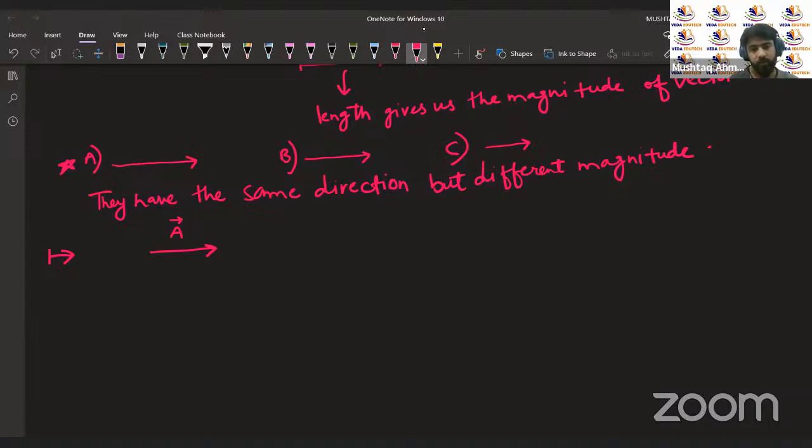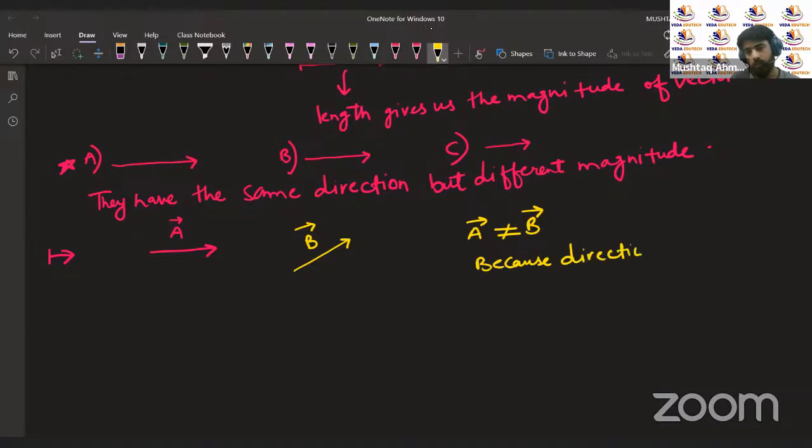Let's suppose that this is vector A and this is vector B. This is vector A and this is vector B. So we can clearly say that vector A is not equal to vector B because the direction of both vectors is different.